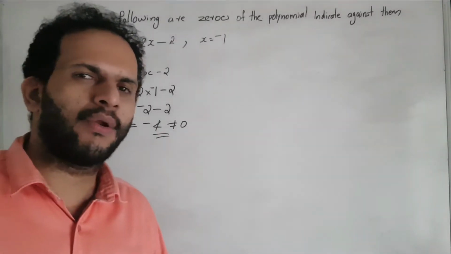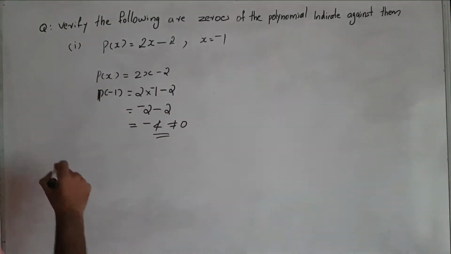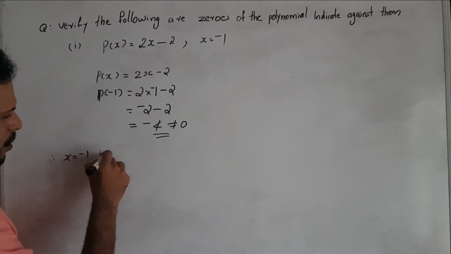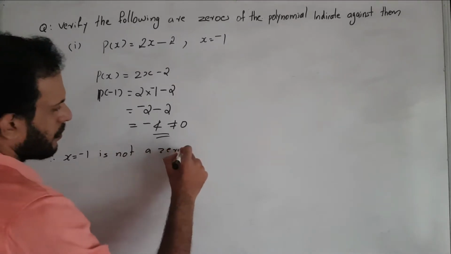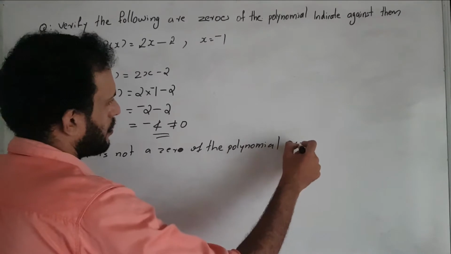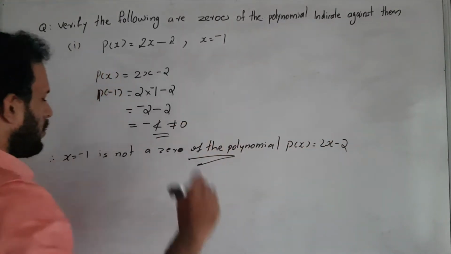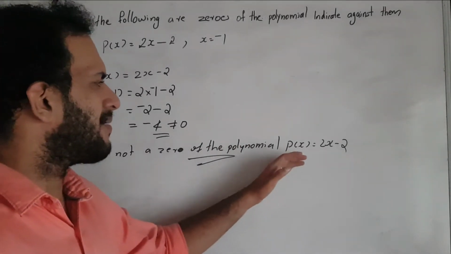If we do not get 0, so what do we conclude? Then we conclude x is equal to minus 1 is not a zero of the polynomial. Therefore, x is equal to minus 1 is not a zero of the polynomial p of x is equal to 2x minus 2.